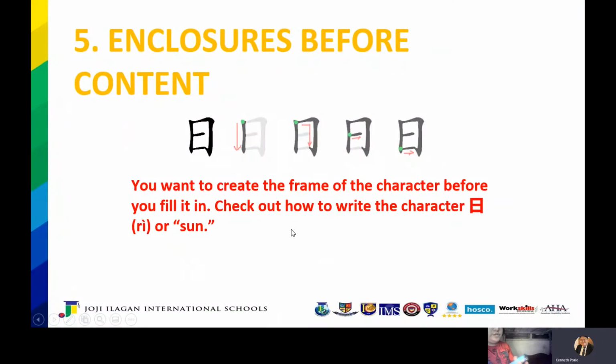Number 5 is enclosures before content. You want to create the frame of the character before you fill it in. So, kung may mga characters na parang box, you start first with the box, outer box, then put the content, then before you close that. For example, the word r or the sun. How to write? Let's teach you how to write r.